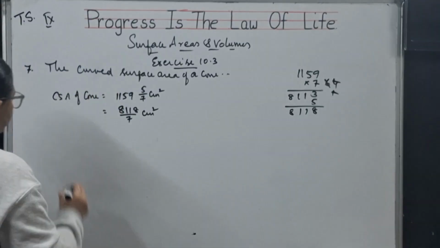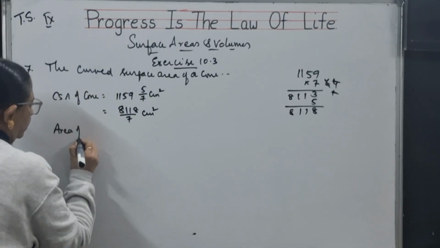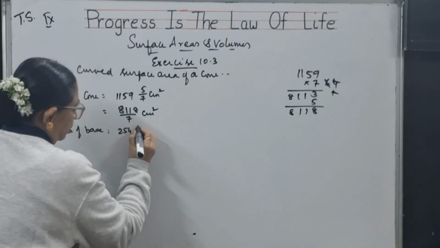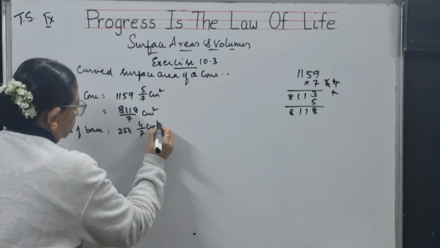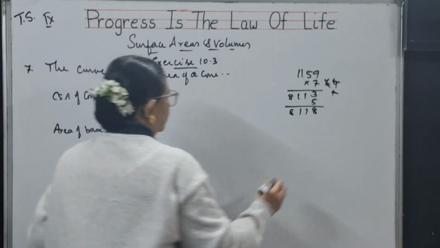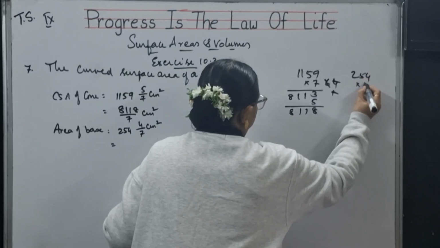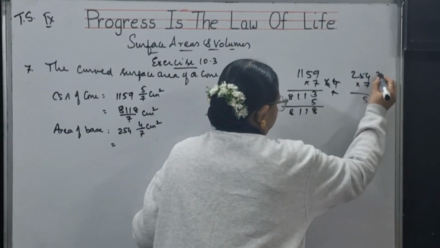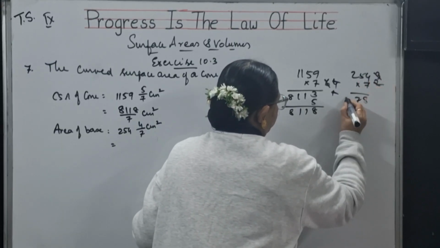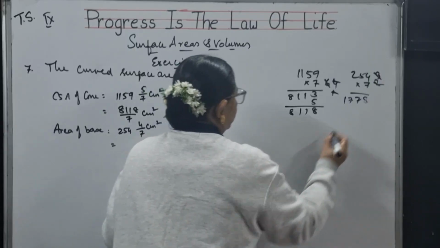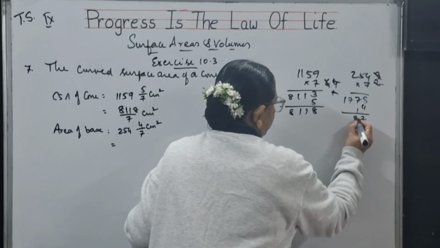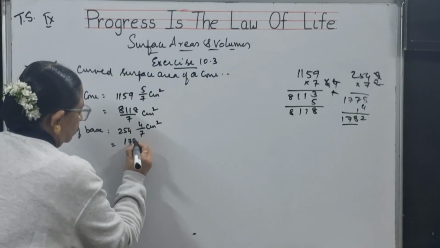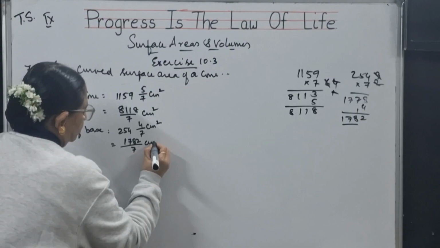And the area of the base is given as 254 4/7 square centimeters. Let us find that also. 254 into 7: 7 fours are 28, 35 is 37, 7 twos are 14, 3 is 17, 12 87 1. For this you have to add 4. You will be getting 1782/7 square centimeters.